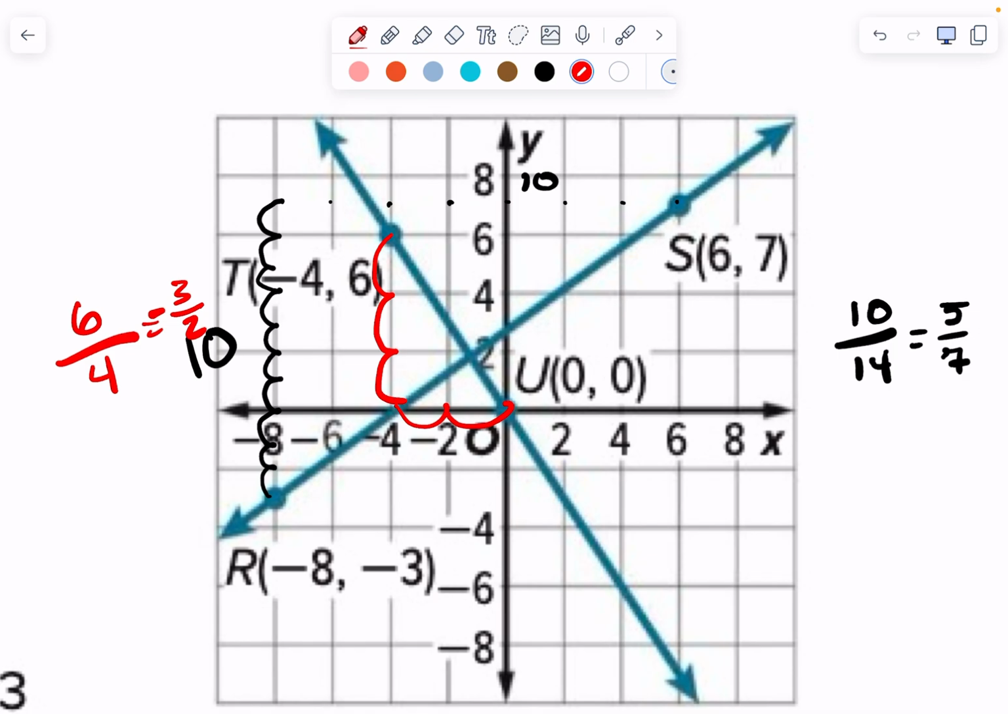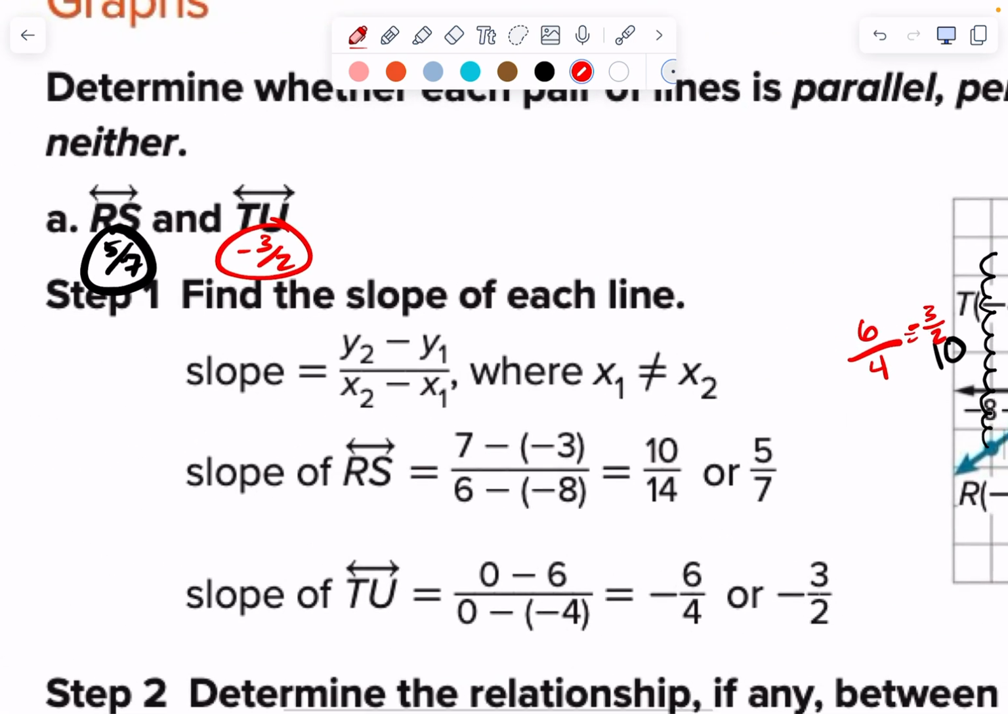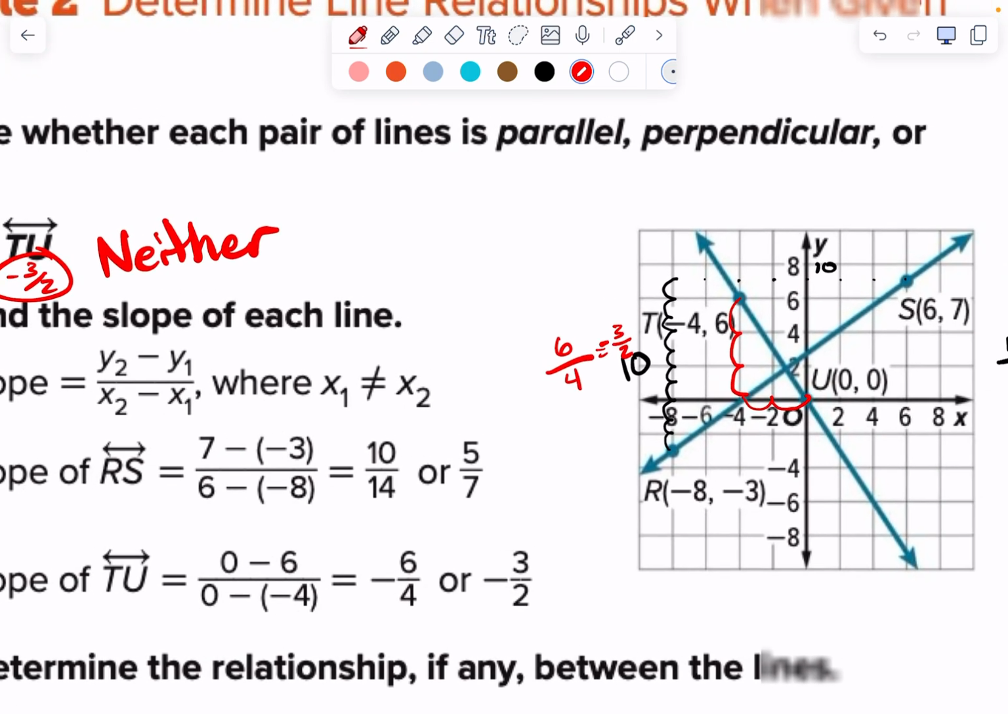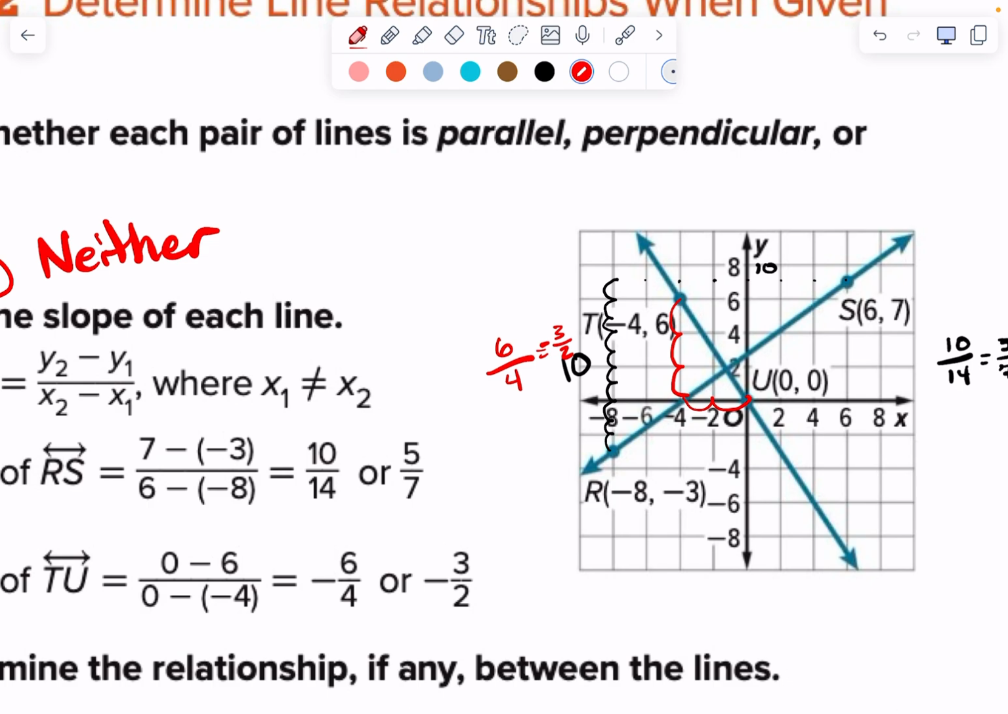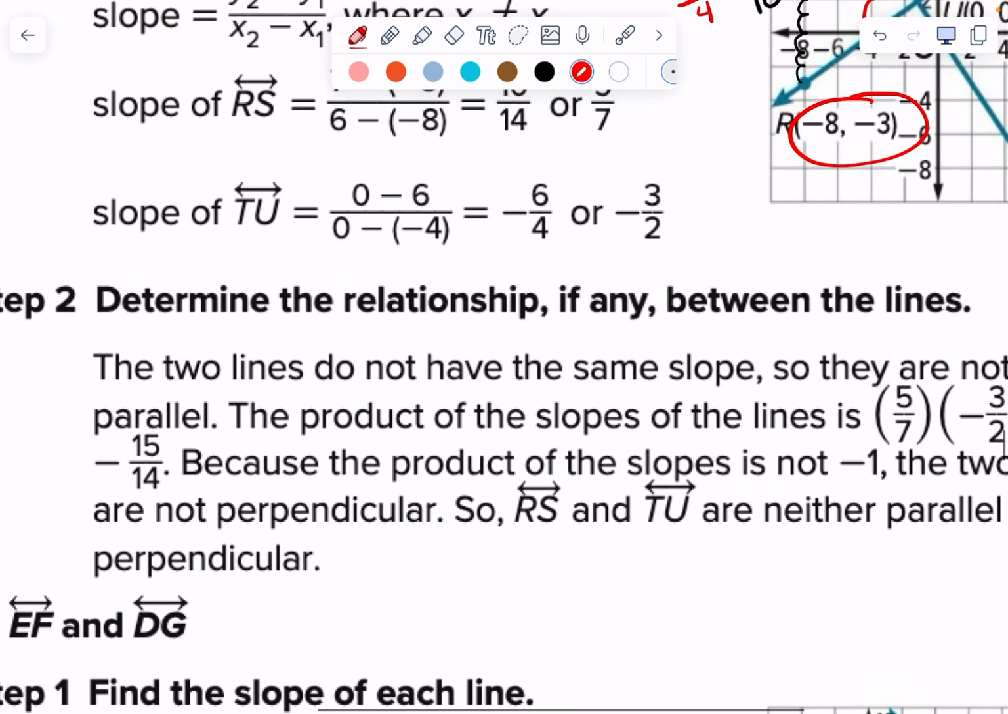Are they? 5 over 7 versus negative 3 over 2? Are those negative reciprocals? No, so they're neither. Do you see that? Make sense? Okay. Now, you can use the points also. We just counted rise and run, right? But you could use the points, okay?